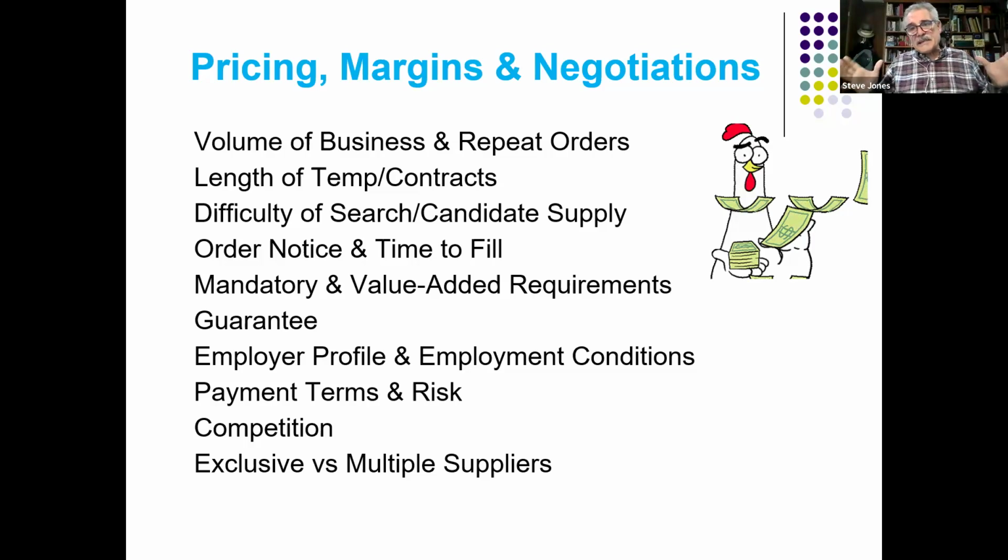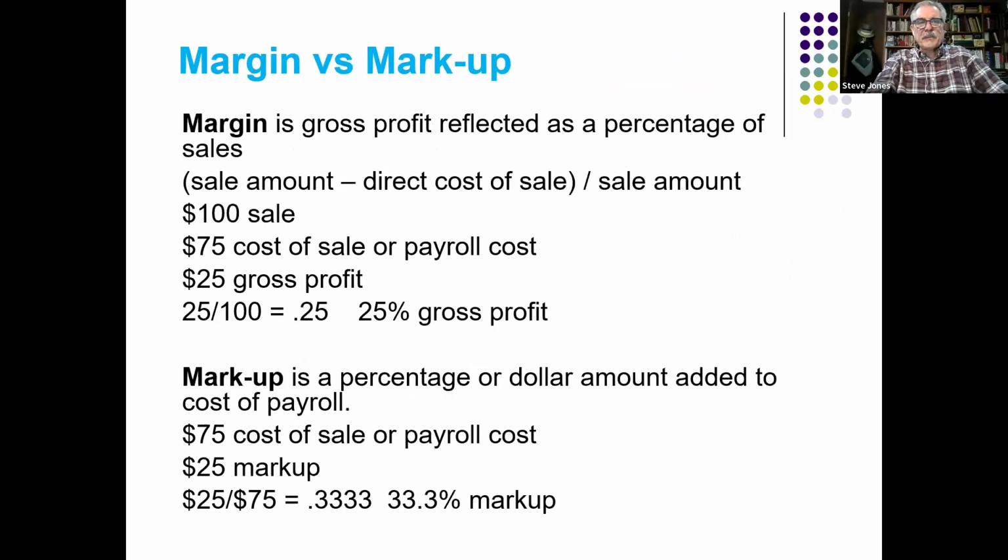Very often guarantees need to be negotiated in the context of these things. How long is the guarantee? Is it a cash guarantee? Is it a replacement guarantee? All these things about guarantees can become part of the negotiation. Then there's the employer's profile: is it a good employer? Is it a nice place to work? Is it safe? Is it a convenient location? The employment conditions, these are all things that can go into your price negotiations. Payment terms, how many competitors are there? Are you getting the business exclusively? These all go into the margin calculation.